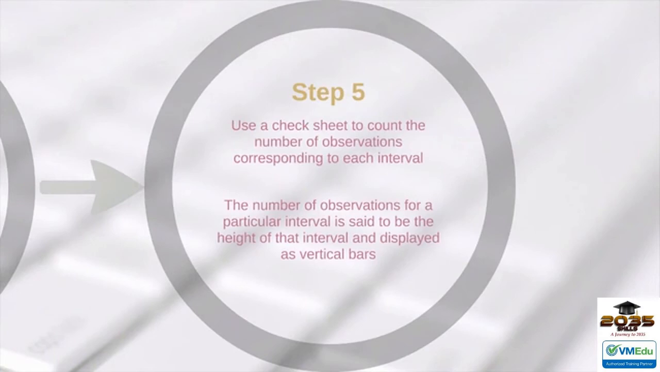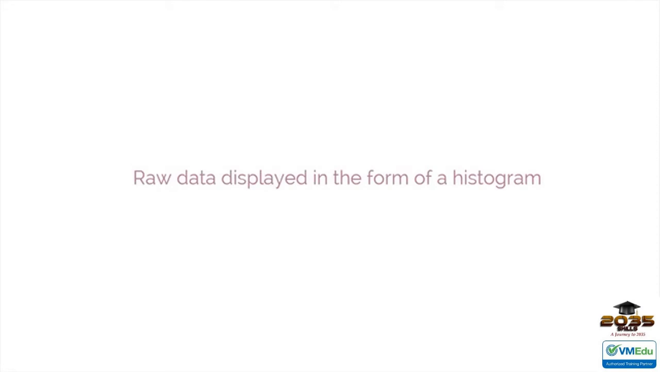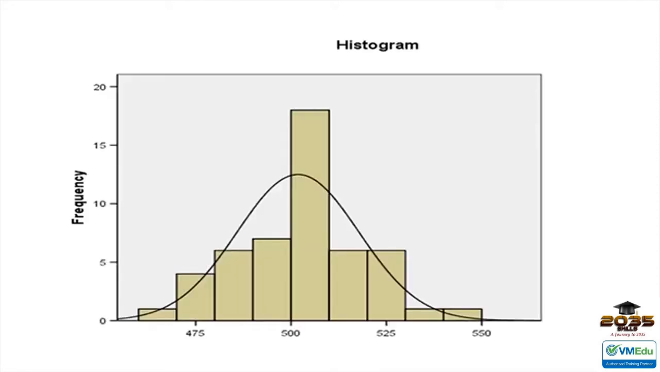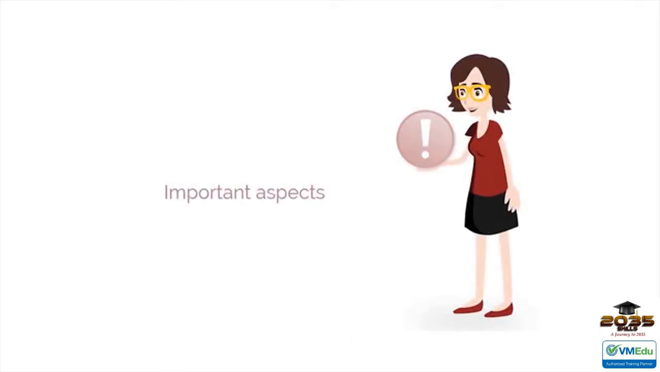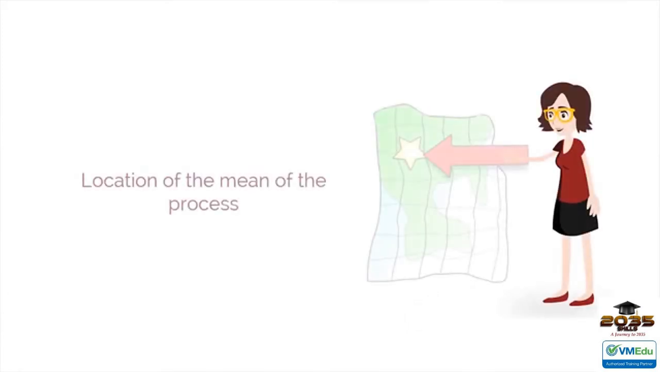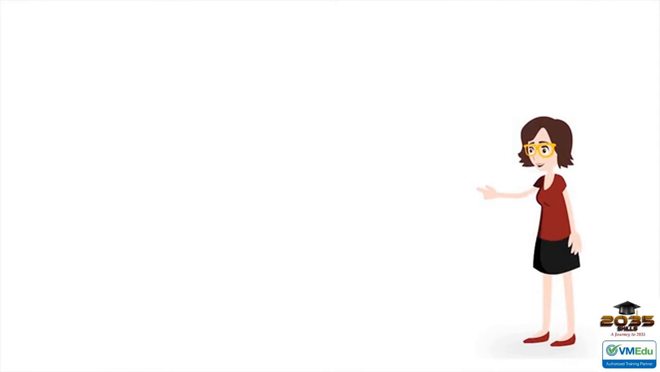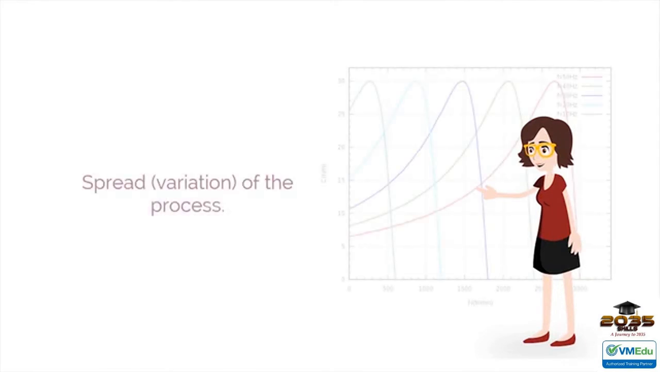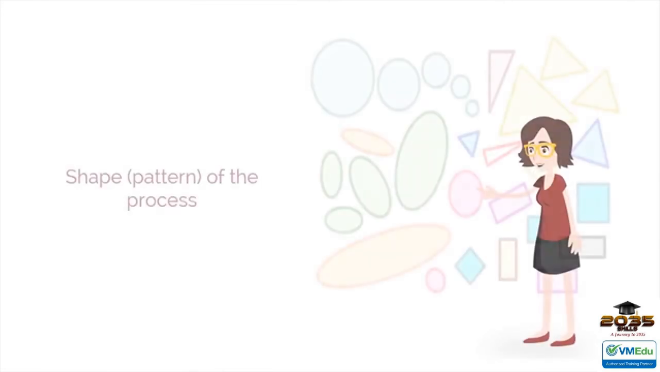The number of observations for a particular interval is said to be the height of the interval and displayed as vertical bars. A sample diagram is given here where the raw data is displayed in the form of a histogram. We can see the shape of the underlying distribution. Some of the important aspects to be considered when studying a histogram are, firstly, location of the mean of the process. Secondly, spread or variation of the process. And thirdly, shape, pattern of the process.